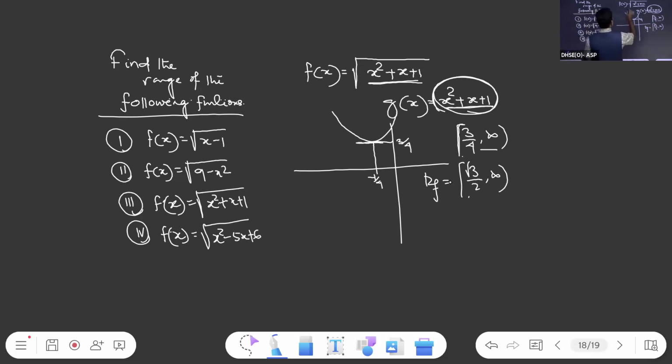Then come to question number 4. f of x is equal to under root x square minus 5x plus 6.